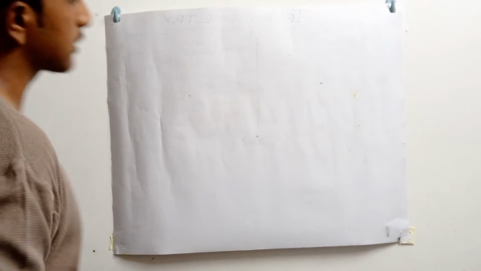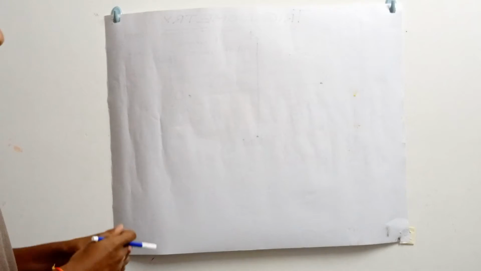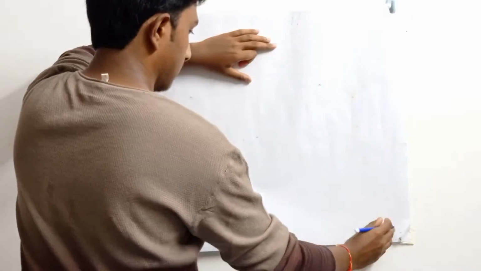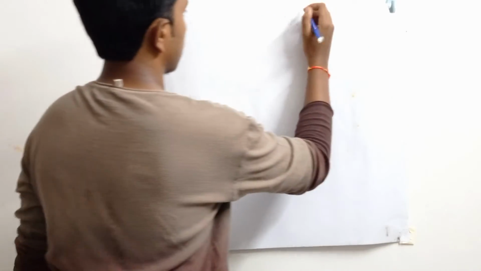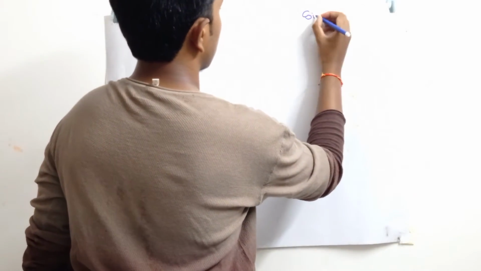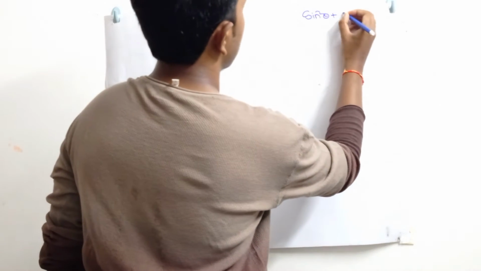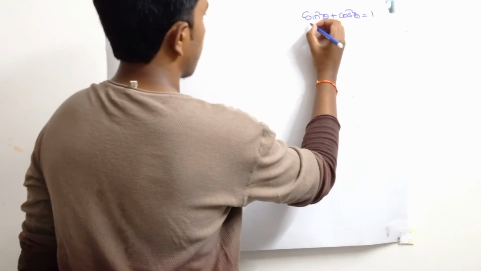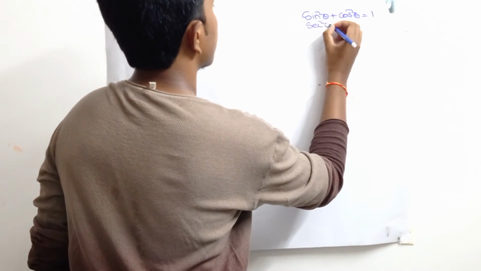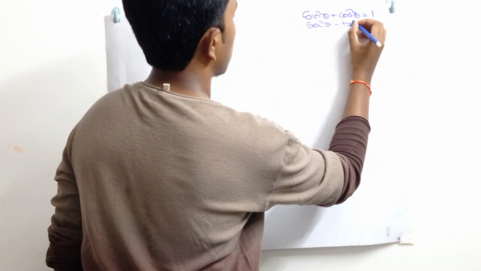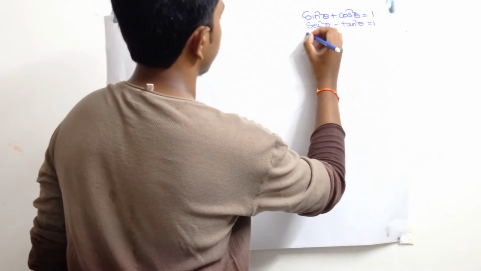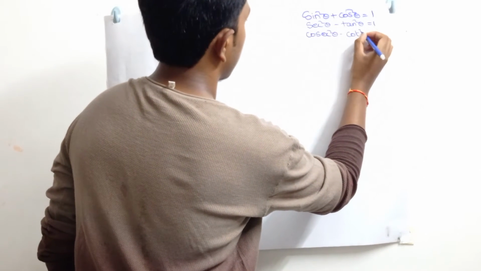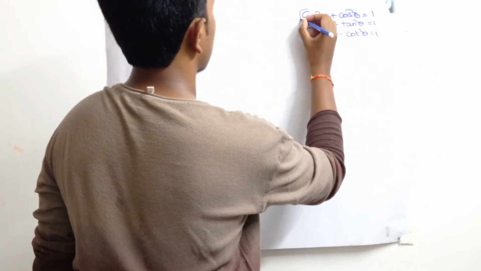Okay guys, now I'll explain with an example, then you can get a better clarity. First I'll write the three identities here. Sin square theta plus cos square theta is equals to 1. Secant square theta minus tan square theta is equals to 1. Cosecant square theta minus cot square theta is equals to 1.